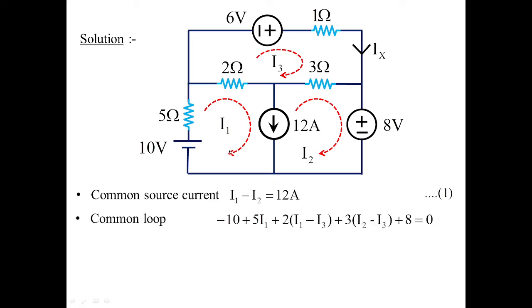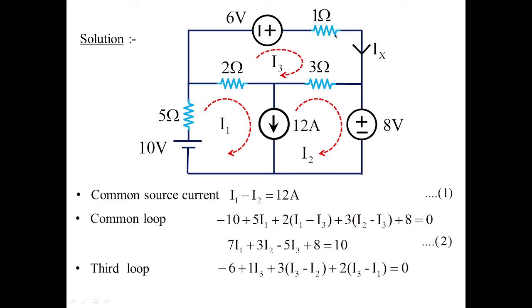Then we have to collect the rest of the parameters. Minus 10 volts plus 5 I1 plus 2 (I1 minus I3) plus 3 (I2 minus I3) plus 8. Directly the value of 8 volts is given. So this is equal to 0, satisfying Kirchhoff's voltage law. So the equation is framed as equation 2. And the third loop equation we can start from here. Minus 6 volts plus 1 into I3 plus 3 (I3 minus I2) plus 2 (I3 minus I1) equal to 0. So three equations are framed.